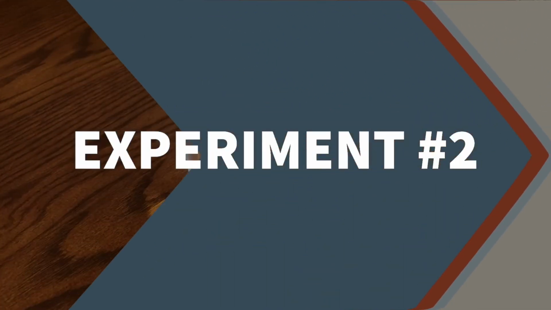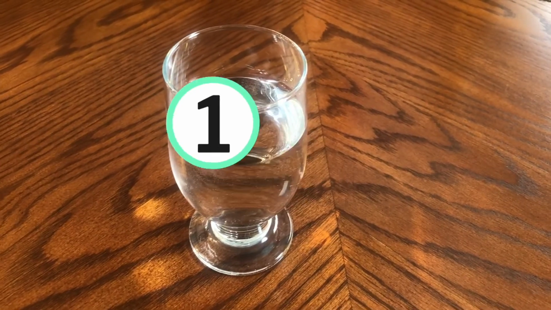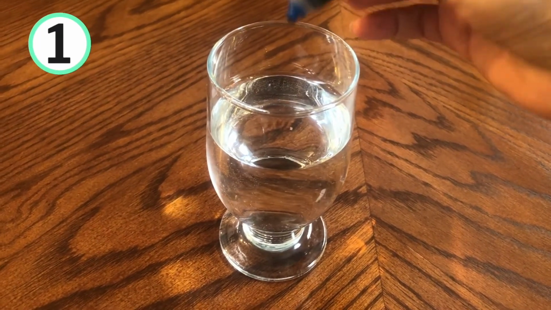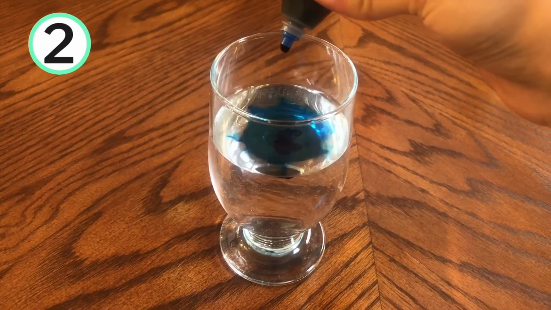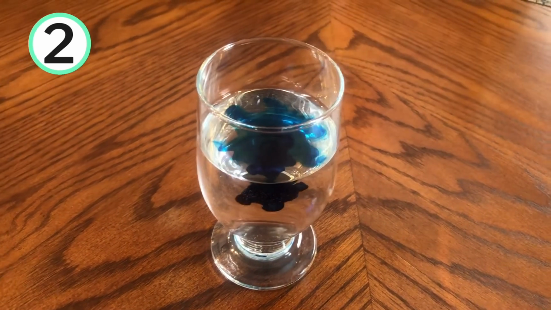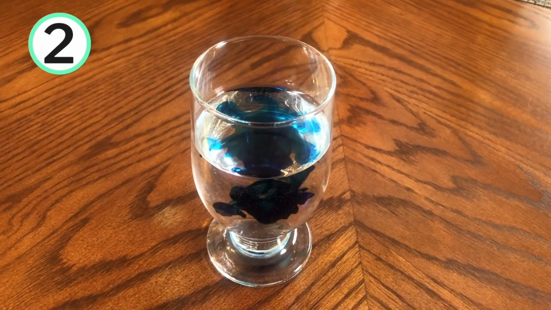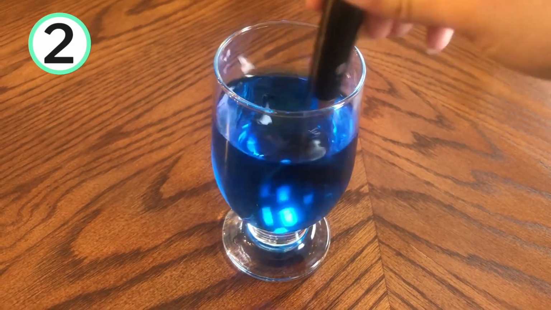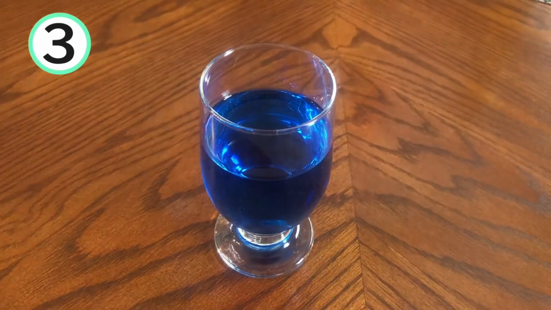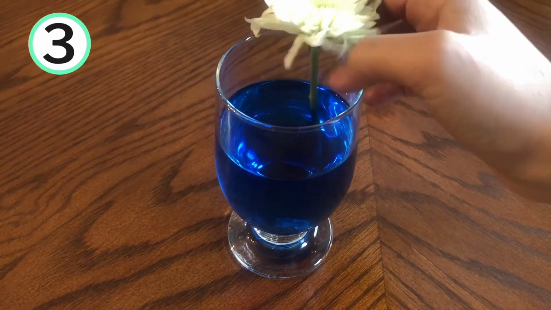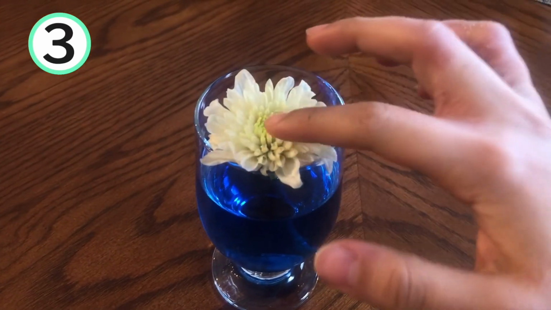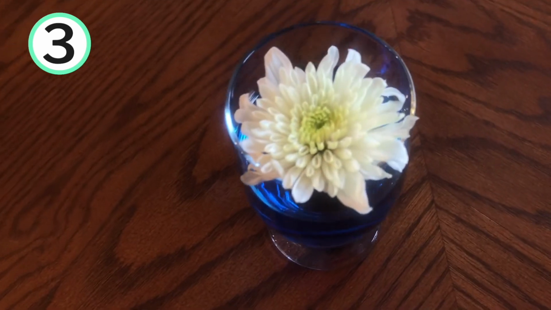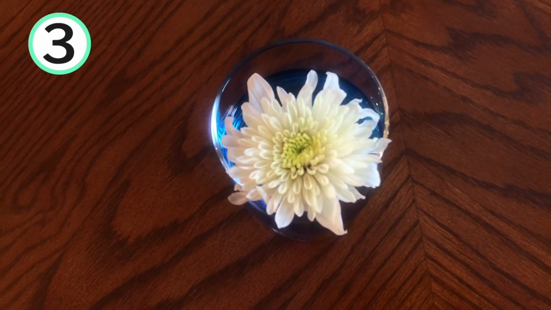And now, experiment number 2. First, grab a clear glass and fill it up with water. Then, drop your favorite food coloring into the glass and start mixing. Make sure you mix really well. Third, grab a white flower and place it in the water. You can also use a white cabbage leaf.